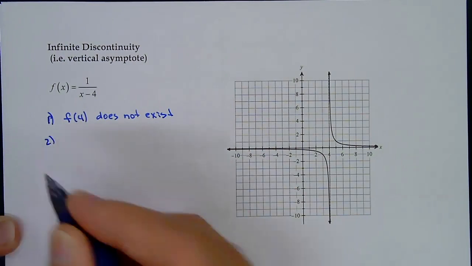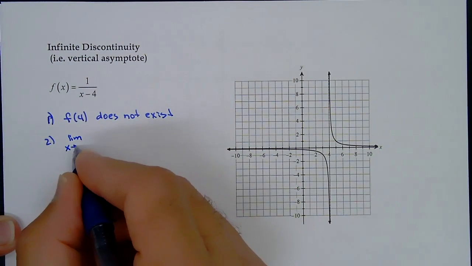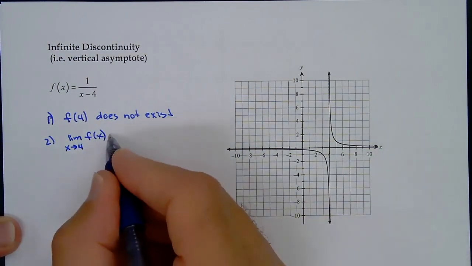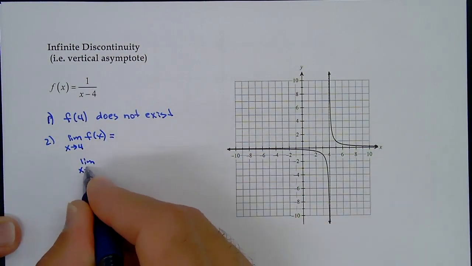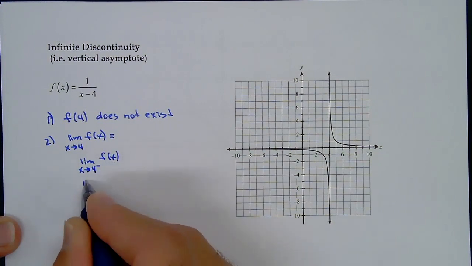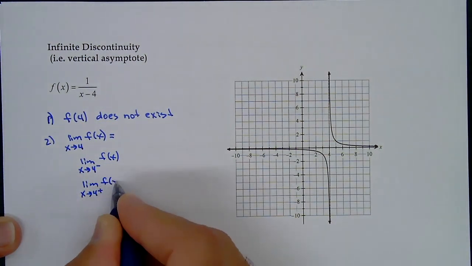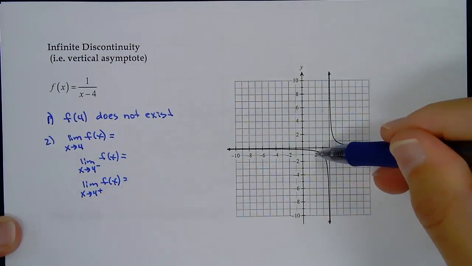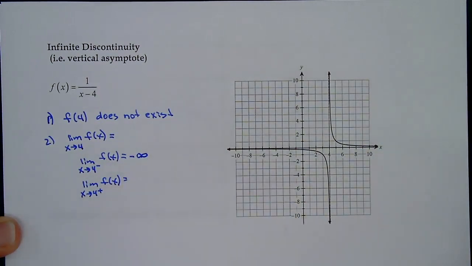Okay, so now we need to find the limit as x approaches 4 of f of x. That means we've got to do the limit as x approaches 4 from the left of f of x, and the limit as x approaches 4 from the right of f of x. As we approach 4 from the left, our graph is going down, right? So that would be negative infinity.